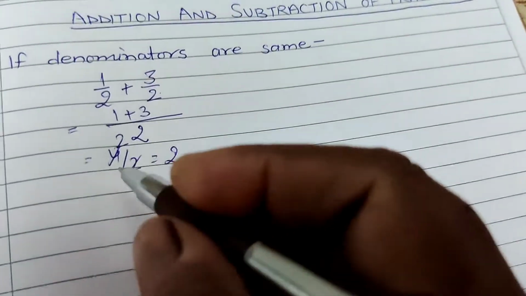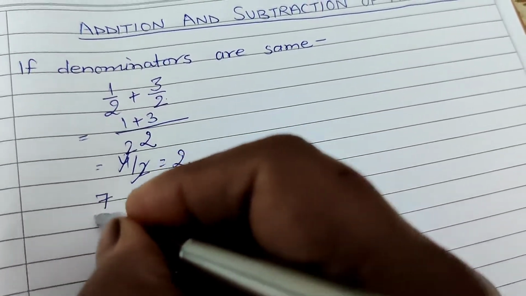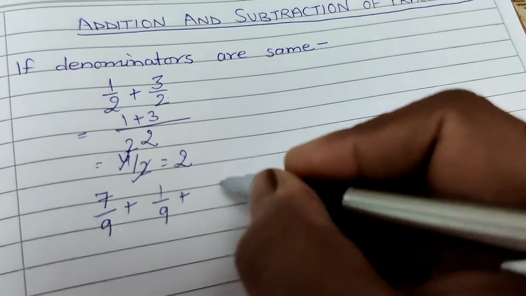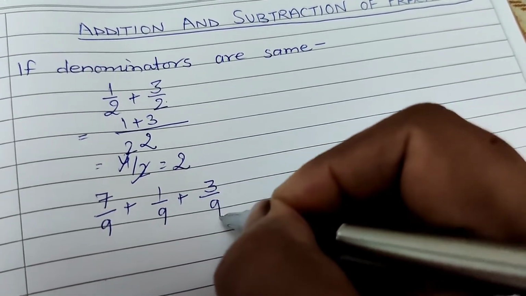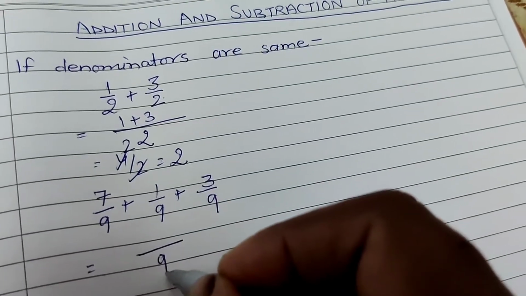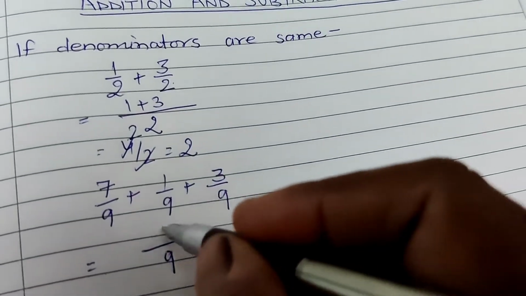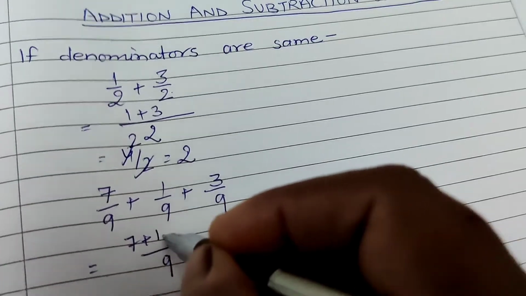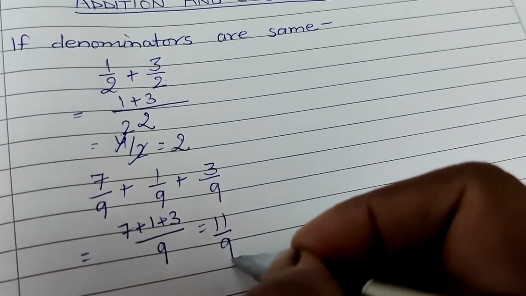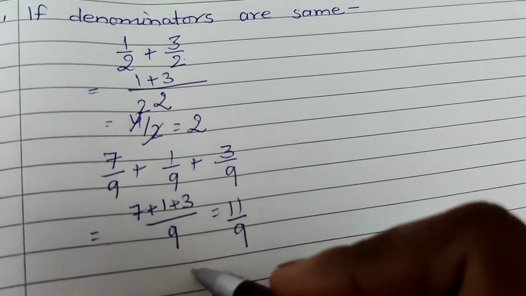Okay. Another example, suppose 7 by 9 plus 1 by 9 plus 3 by 9. You can add simply by taking 9 as the denominator and 7 plus 1 plus 3. It means 11 by 9. Now you can convert it into a mixed number.